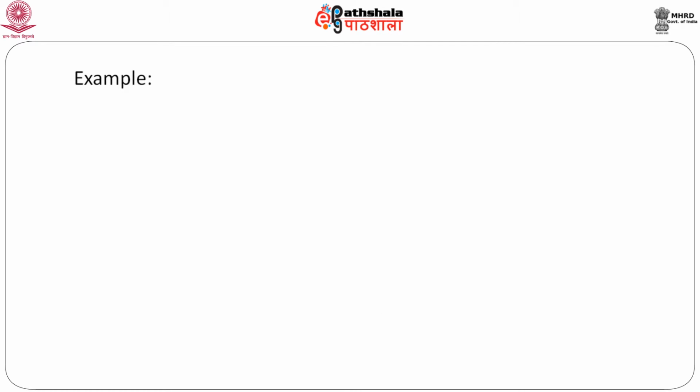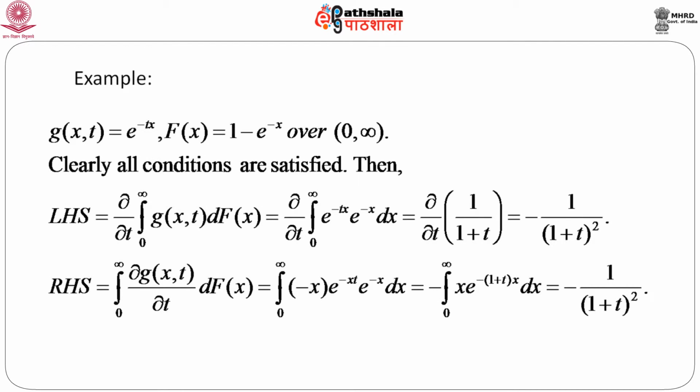We are demonstrating this using a numerical example, or rather an algebraic example I should say. Suppose g(x,t) equals e to the power minus t x, and capital F(x) equals 1 minus e to the power minus x. Again, you can identify this as the distribution function of an exponential random variable over the interval 0 to infinity. Now, all the conditions are satisfied.